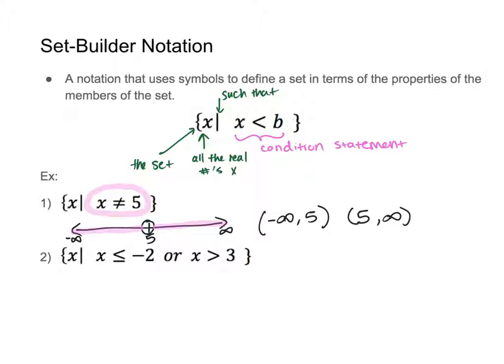But hold up, we are not done. We need to write this big U in between the intervals, because this U represents union, so that we can join 2 intervals together. So anytime you have more than one interval, you need to join them together with this symbol here, union.